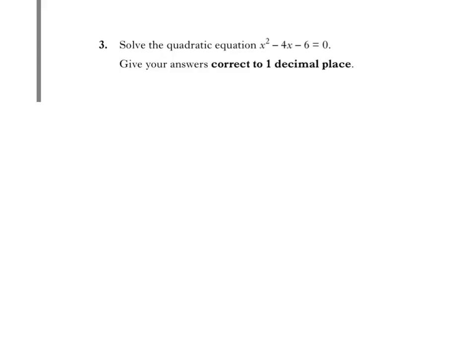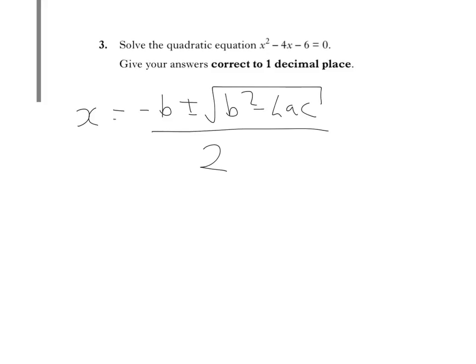Section 13, question 11. Solve the quadratic equation x squared minus 4x minus 6 equal to 0. Give your answers correct to one decimal place. So I would interpret this as a quadratic formula equation since we're being asked to round to one decimal place. So remember, the quadratic formula is minus b plus or minus the square root of b squared minus 4ac all over 2a.